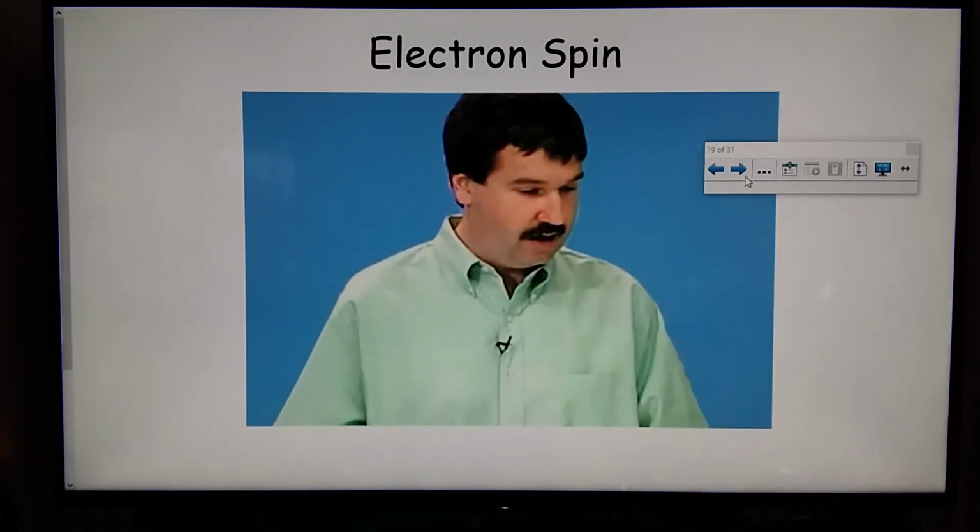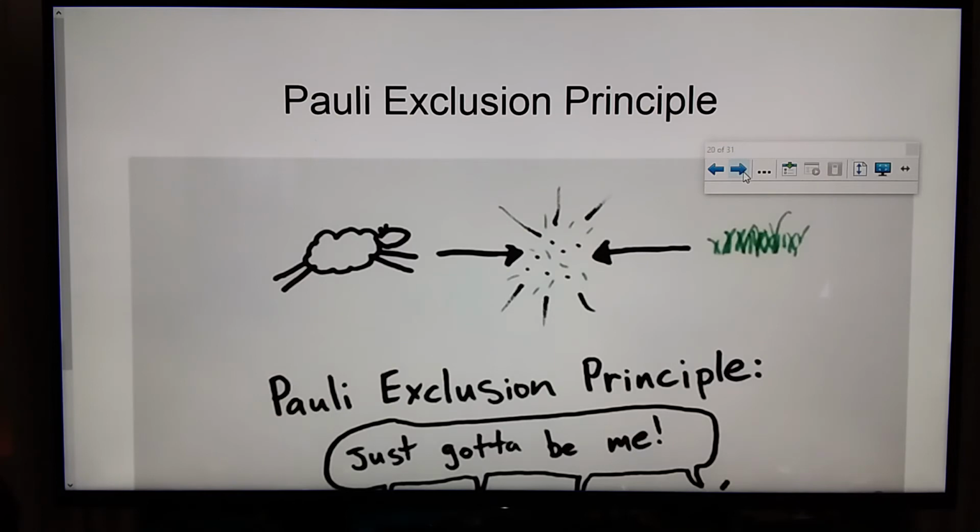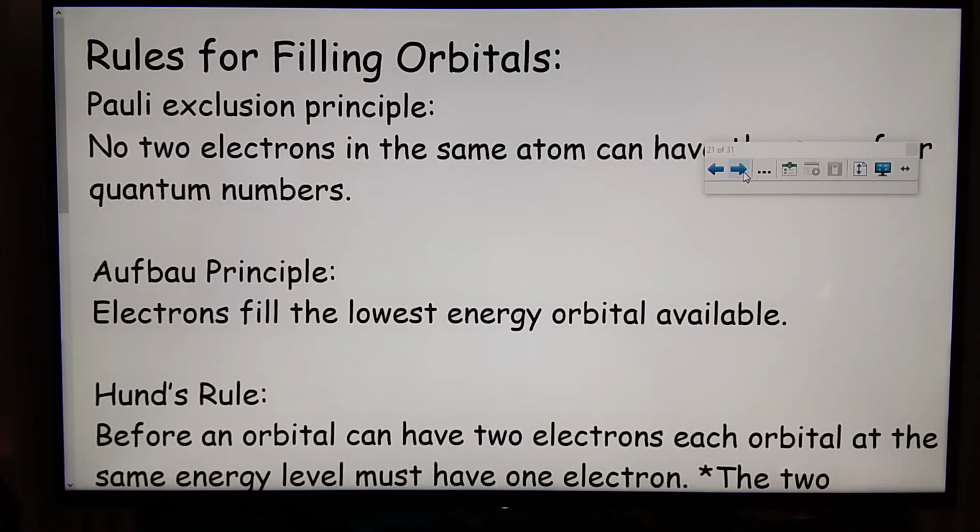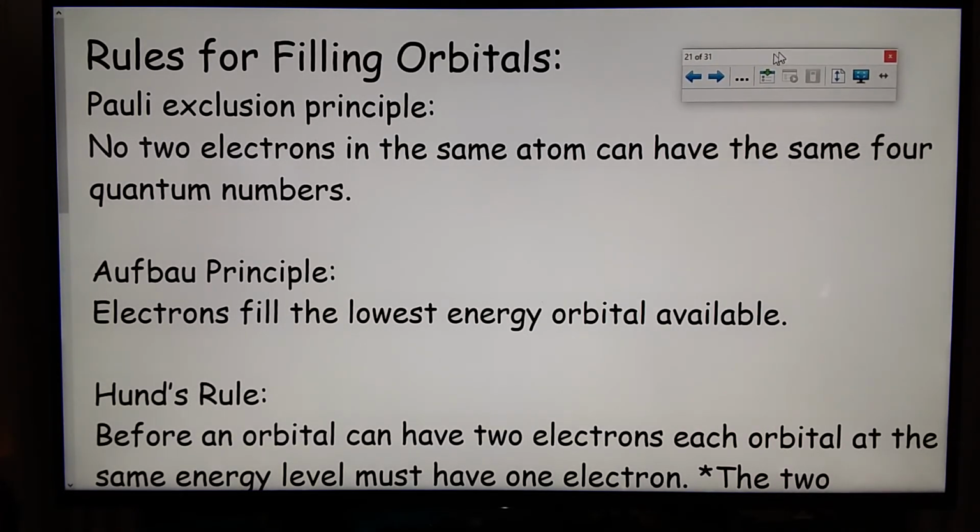Again, another video I'm going to attach for you guys, and one more about the Pauli exclusion principle, the idea that every electron within one specific atom has no 4 numbers the same. So we have some rules here for filling orbitals because we're going to draw these orbital diagrams. We have the Pauli exclusion, the Aufbau, and Hund's rule.